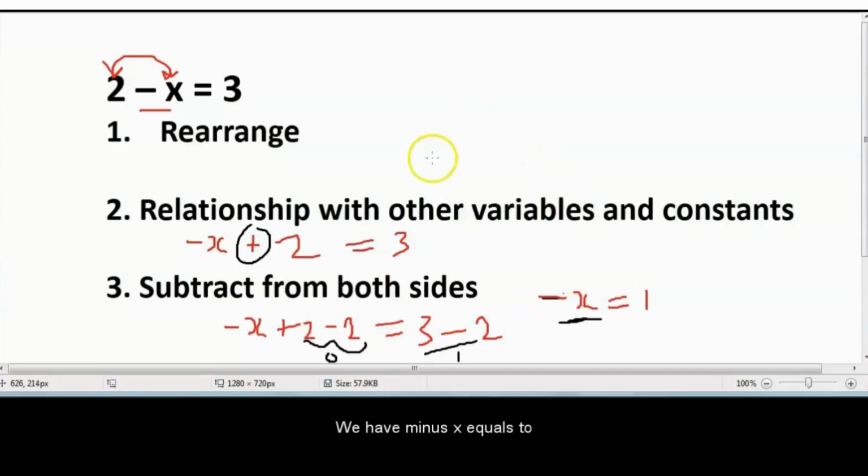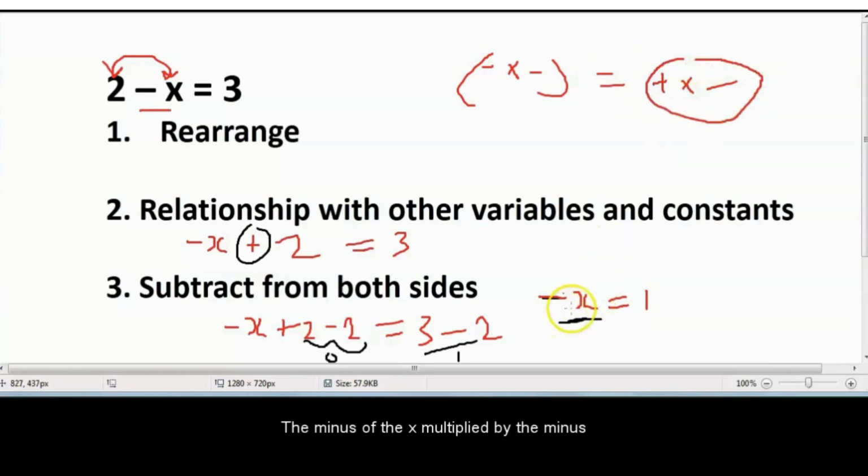We have minus x equals 1. So I'm going to multiply both sides by minus, which is the sign of the subject variable. The subject variable is x and is negative. There is no reciprocation this time around. So it's going to be minus times minus for the left side of the equation, and for the right side, it's going to be plus times minus.